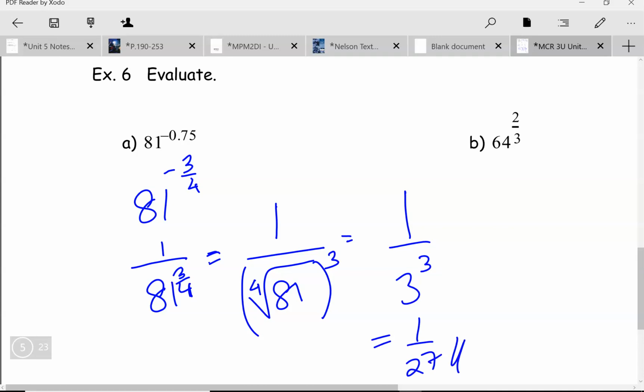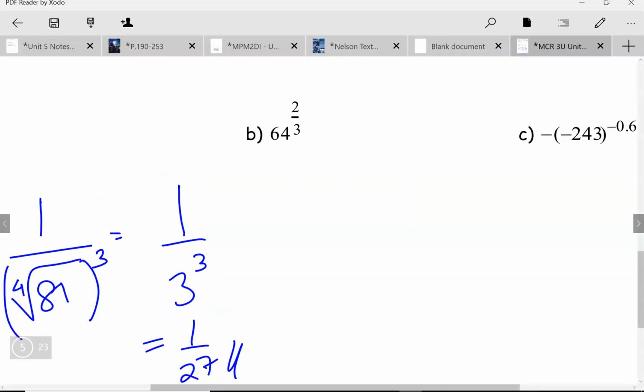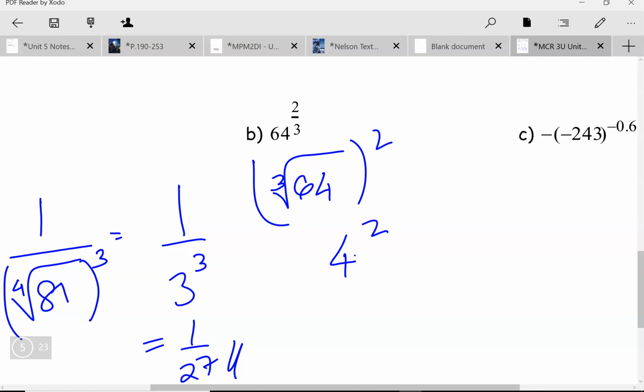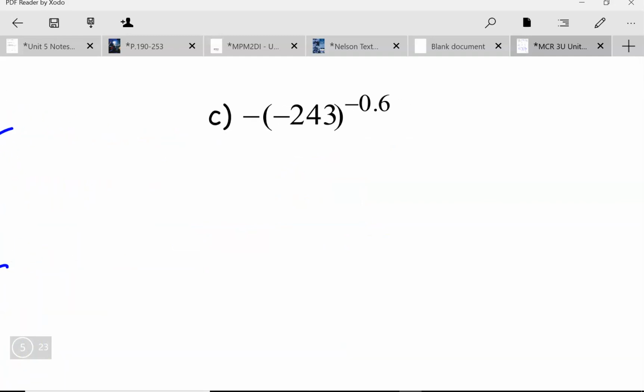Again, you could have probably done 81 cubed first and then taken the 4th root of that, but without a calculator, that's almost impossible to do in your head. So again, here the idea is this is 64. First I'm going to take the cube root because I can do that. I know that's 4. Squared is 16. Another one of these weird ones.